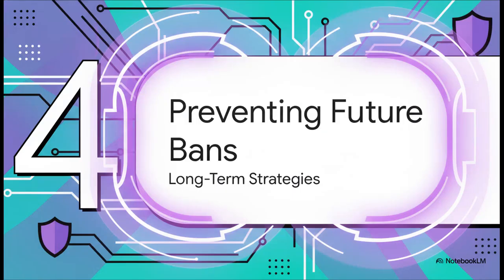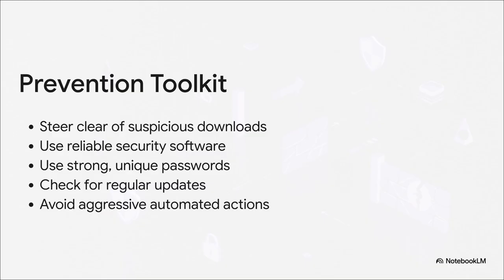Which leads us perfectly into Section 4, preventing future IP bans, the long-term strategies. Because honestly, getting unblocked is great, but stopping these frustrating blocks before they even happen is way better. Think of this as your digital hygiene toolkit. To keep your IPs safely under the radar, steer clear of suspicious downloads that might secretly pack malware. Use reliable antivirus software and robust firewalls. Make sure you create strong, unique passwords and update your systems regularly so no one hijacks your connection.